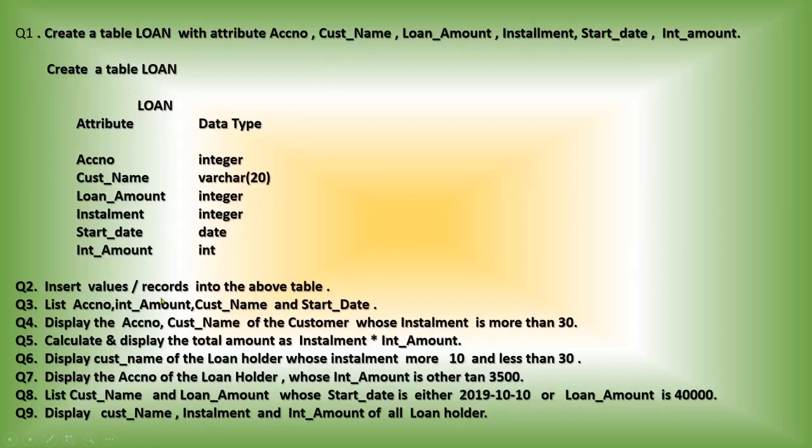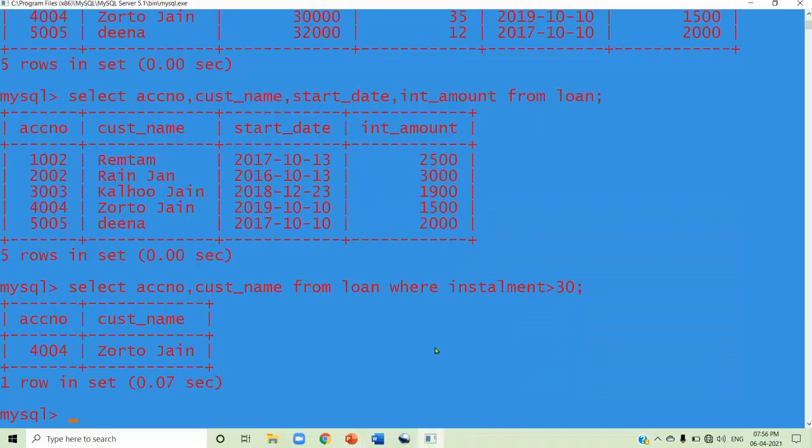And which is the next question? Next question is: calculate and display the total amount as installment into int amount. You have to calculate and display the total amount as installment into int amount. So I am going to use the query select. Display means select itself. What do you want to display? You want to calculate and display the total amount as installment into int amount.